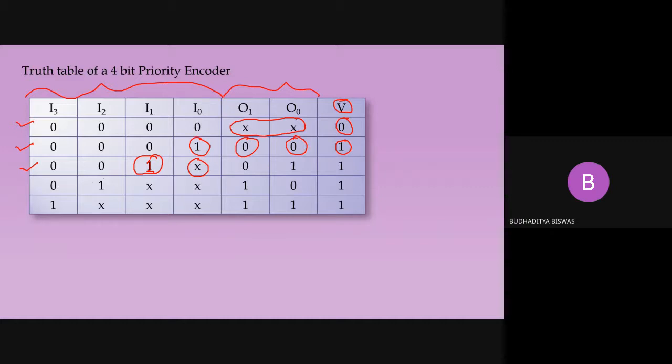Similarly, come to the third one. When I2 is coming, as I2 has the highest priority compared to I1 and I0, whatever the I1 and I0 values are, it generates only the second priority level. And when the highest priority is coming, like I3, then whatever the lower priorities are, the circuit generates the third priority level, and it instructs the processor to do accordingly.